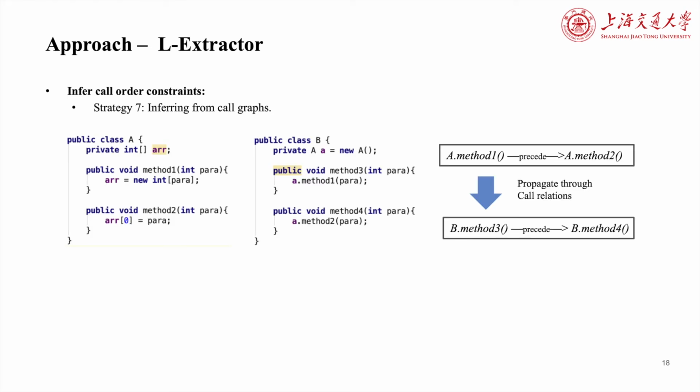To infer call order constraints, we use 2 strategies. In strategy 7, we infer from call graphs. We find precede or follow call orders for all called methods. And then we push the call orders back to target API methods. For example, since the array should be initialized before using, we can find the call order method 1 precedes method 2, owing to method 3 invoking method 1 and method 4 invoking method 2. It's propagated along the call relation graph and becomes method 3 precedes method 4.